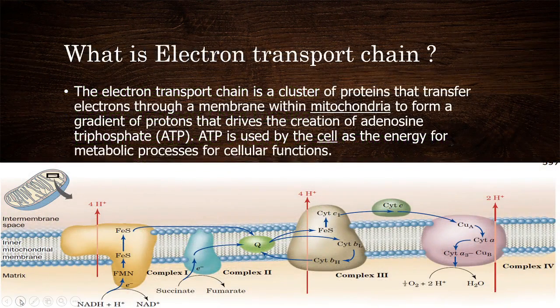So at first, you have to know what the electron transport chain is. The electron transport chain is a cluster of proteins that transfer electrons through a membrane within mitochondria to form a gradient of protons that drives the creation of adenosine triphosphate. ATP is used by the cell as the energy for metabolic processes and cellular functions.